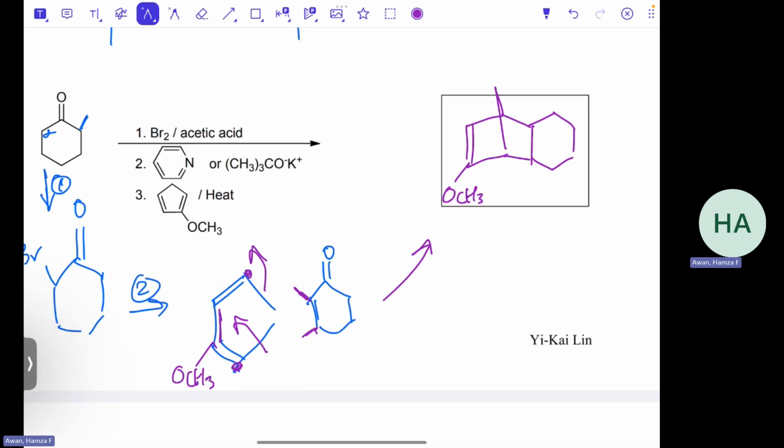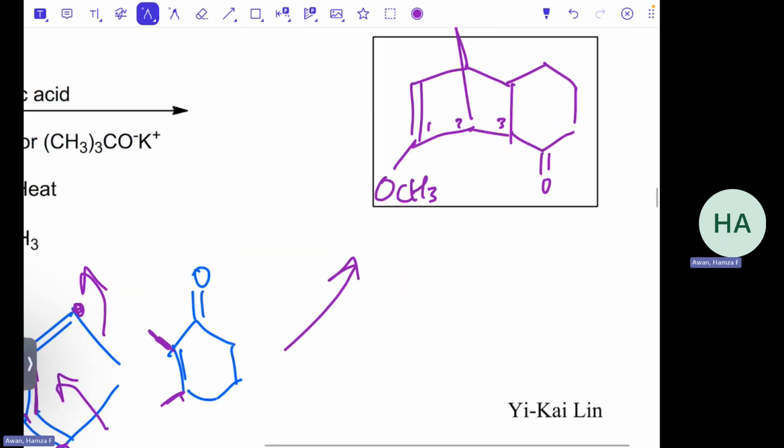So this ketone is considered an electron withdrawing group, so we want it to be 1,2 or 1,4 from the OCH3. Whenever we count it, if we were going to go from this way, we would count 1, 2, 3, and we would stay on the primary cyclohexane ring to see if it's 1,3 or 1,2 or 1,4. So in this case, it's 1,3, so we can't have that.